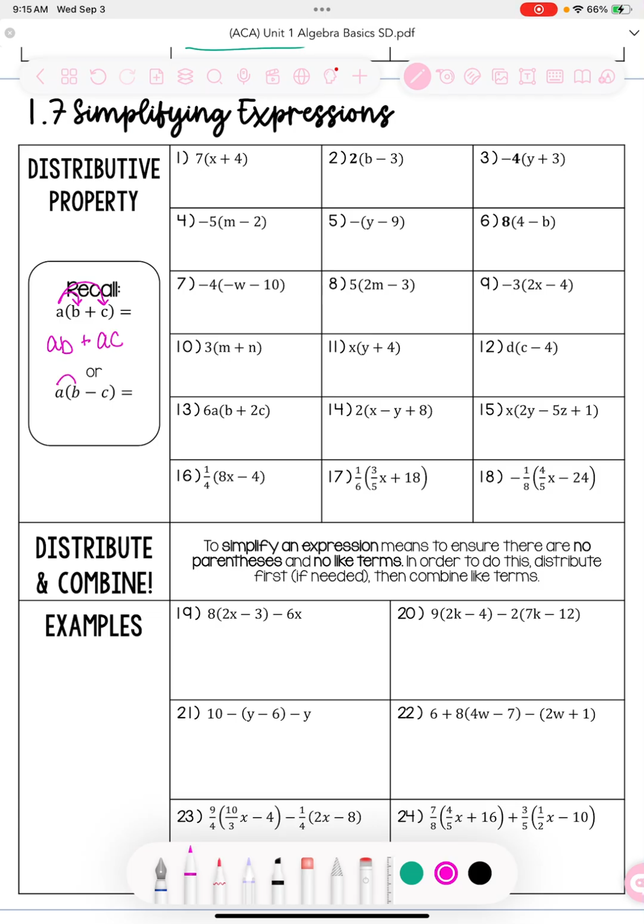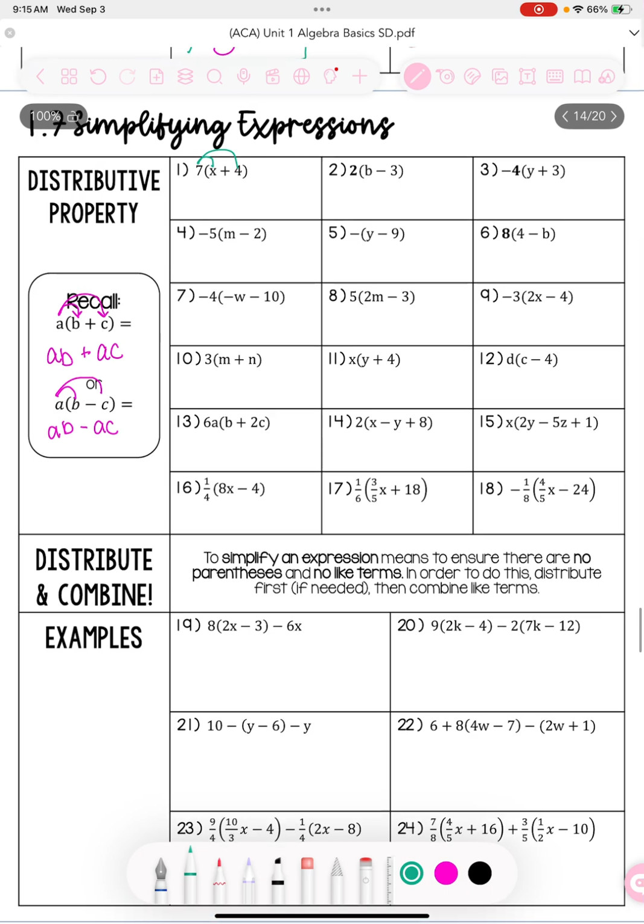So if it's subtraction, we're going to do the same thing: A times B minus A times C. It's a little bit easier when we use numbers instead. So the 7 is going to go to both of them. You're going to multiply it into both of those pieces.